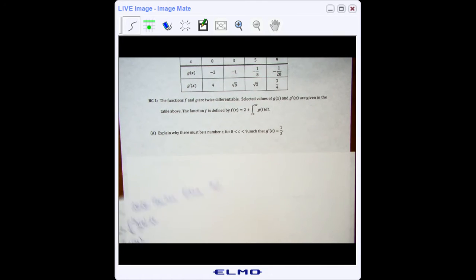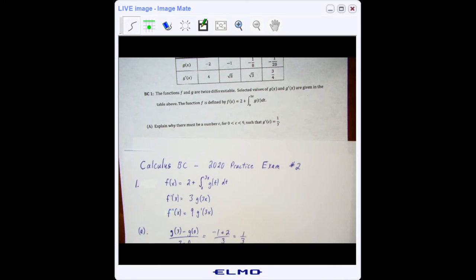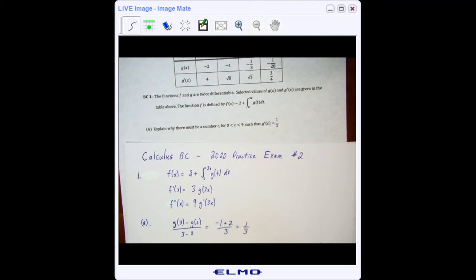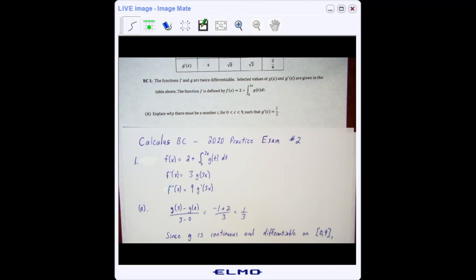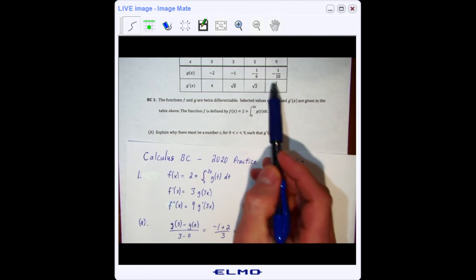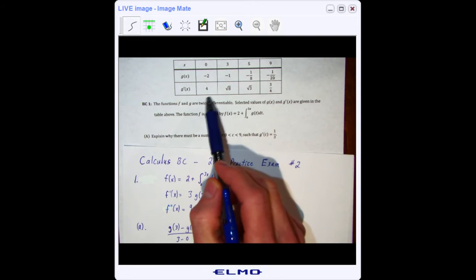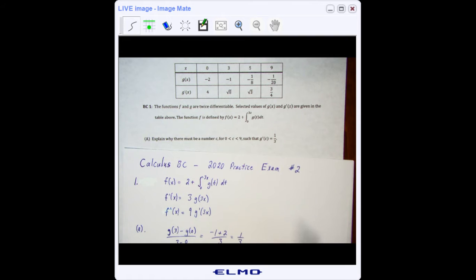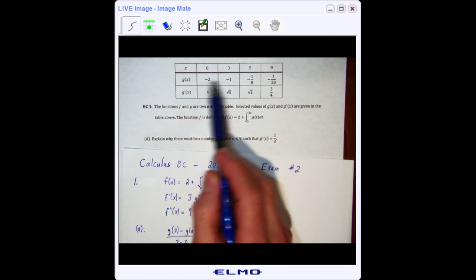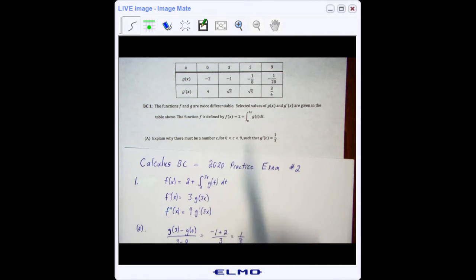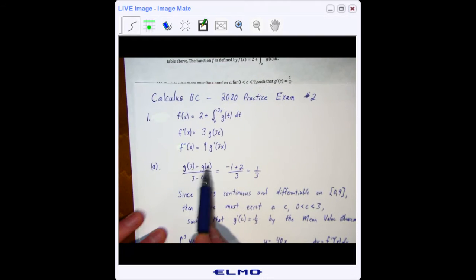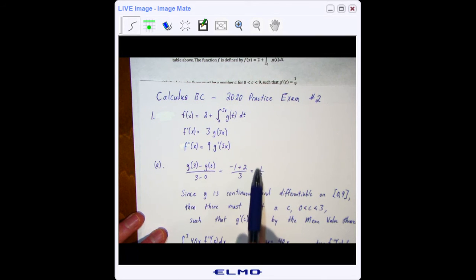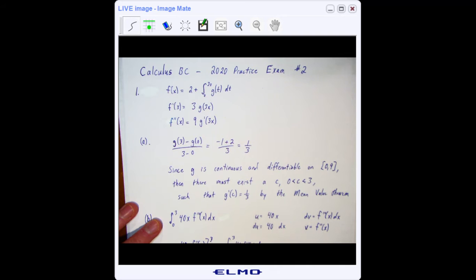Okay, so on to part A then. Show that the slope equals 1/3 somewhere between 0 and 9. Now, if you notice, the interval 0 to 9 will not give us a slope of 1/3, but any subset of that will work. So we want to use the values of g between 0 and 3. Show that g of 3 minus g of 0, over 3, is 1/3. That's the first thing to show.